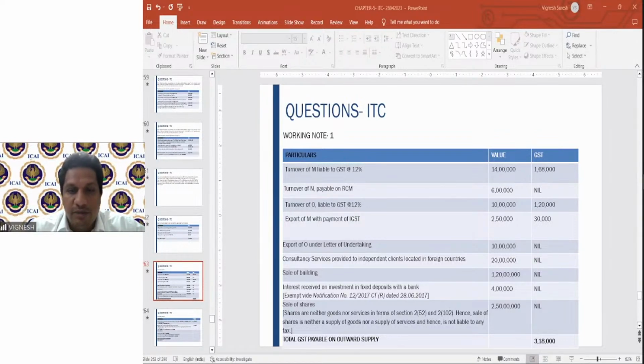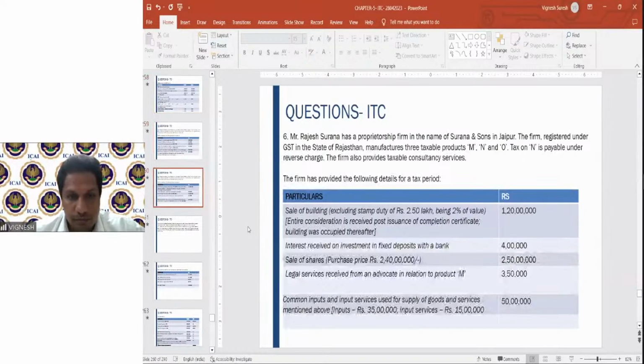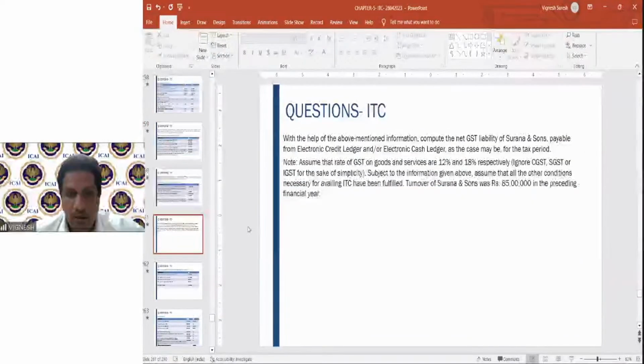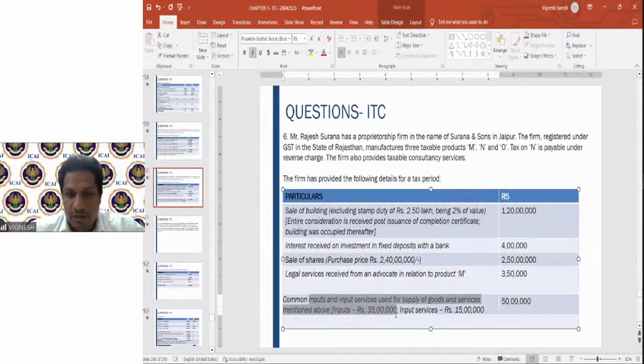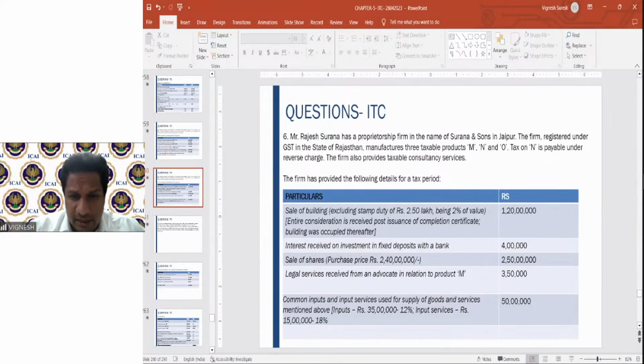So what are the credits which are there here? Let us look at the problem. Common inputs and input services for supply of goods and services mentioned above. Inputs is 35 lakhs and input services is 15 lakhs. Very clearly given, on goods the rate is 12%, on input services it is 18%. So on 35 lakhs into 12% and 15 lakhs into 18% we have to take into consideration. That is basically the common credit for inputs and input services.